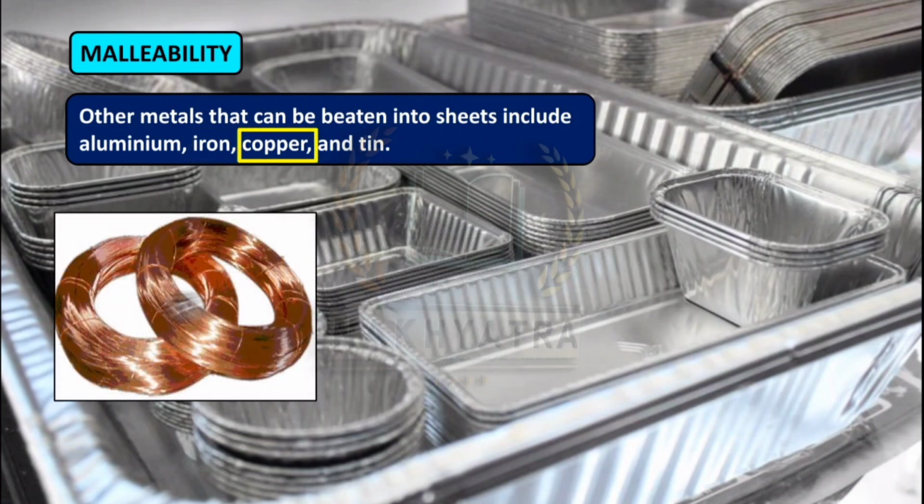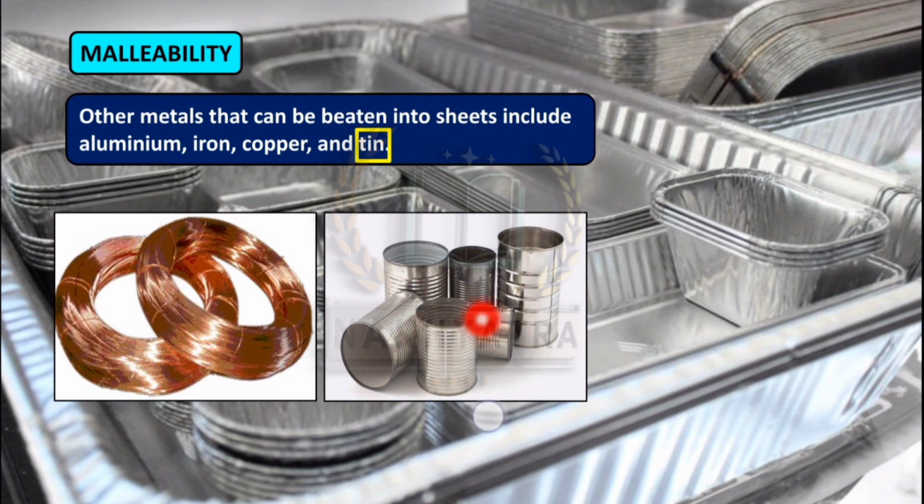Now see the example of copper. These are copper wires, which most of you have seen. Then tin. These are tins, used mainly for the packaging of cans and the like.